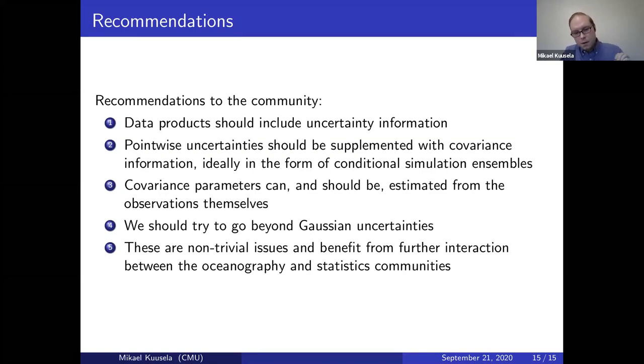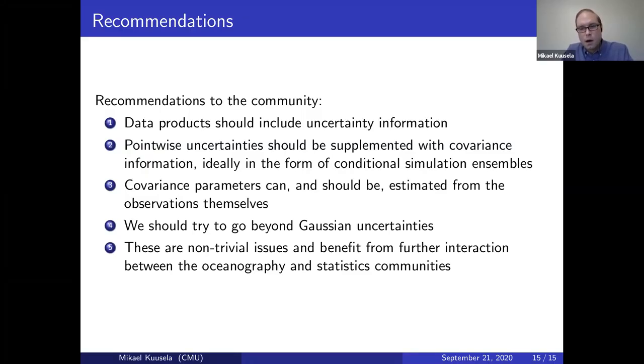So, okay, recommendation 1 is that data products should have uncertainties in them. It's not enough to have pointwise uncertainties. You should also have some covariance information like these conditional simulation ensembles. Another very important point is that the decorrelation scales and other covariance parameters can be estimated from data, and I think they should be estimated from the data, and we have a method for doing that.